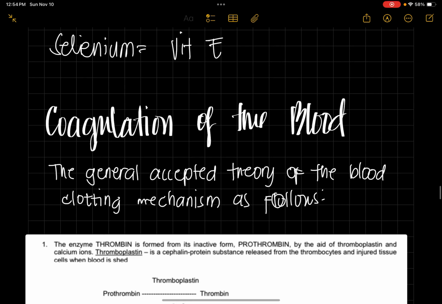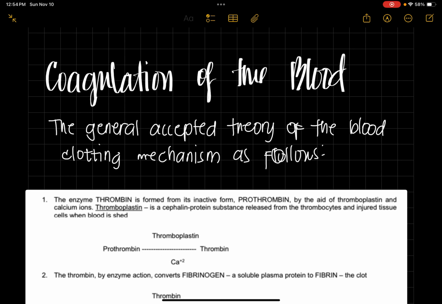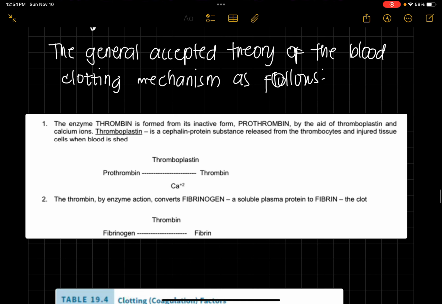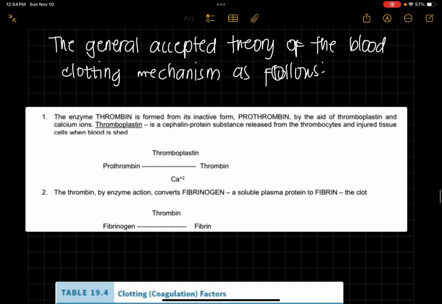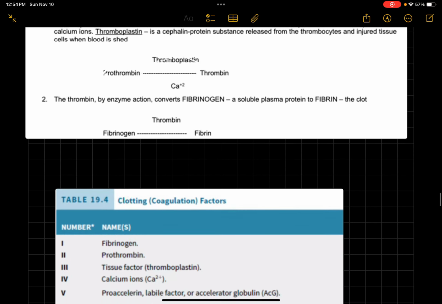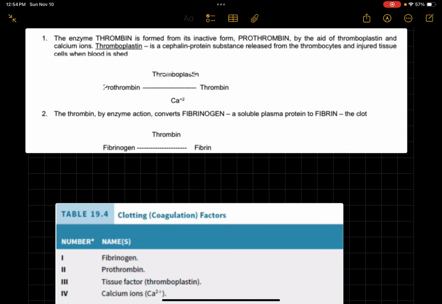We have coagulation of the blood. The general accepted theory of the blood clotting mechanism as follows. The enzyme thrombin is formed from its inactive form, prothrombin, by the aid of thromboplastin and calcium ions. Thromboplastin is a cephalin protein substance released from the thrombocytes and injured tissue cells when blood is shed. So, ang prothrombin going to thrombin, thromboplastin. Okay. The thrombin by enzyme action convert fibrinogen, a soluble plasma protein, to fibrin, the clot, and that's it.